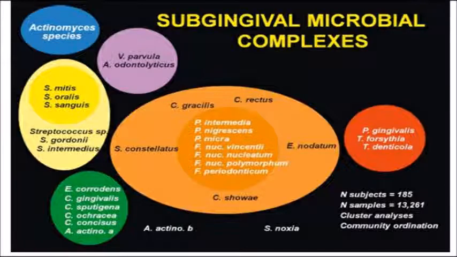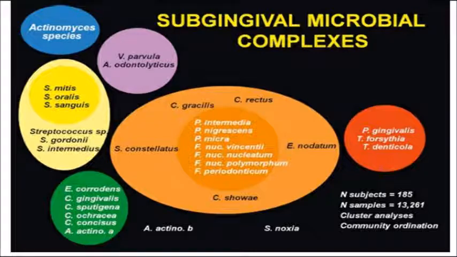Clear? We have blue complex, which includes Actinomyces species. Then we have yellow complex, composed of Streptococcus species, Streptococcus mitis, sanguis, oralis, basically. Then we have purple complex. Purple complex has two bacteria, V. parvula and A. odontolyticus, Actinomyces odontolyticus. This yellow complex and purple complex are found in health. So periodontal health is composed of yellow complex microorganisms and purple complex microorganisms.